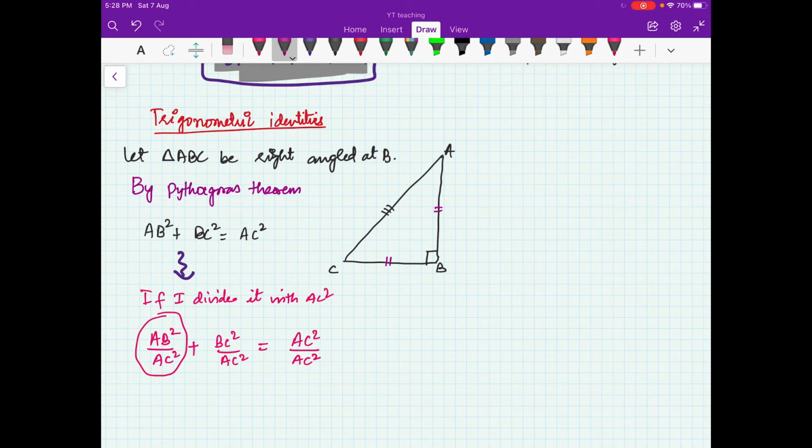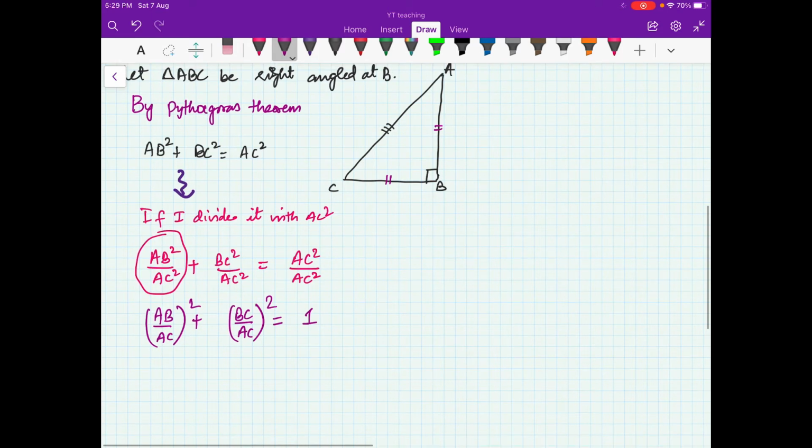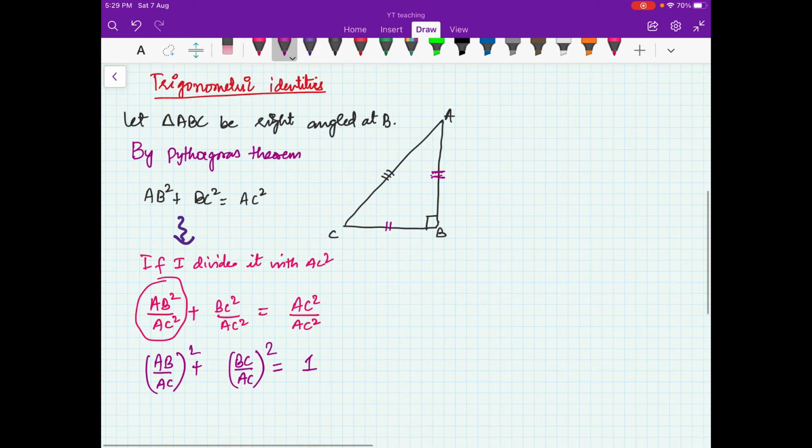What is this AB upon AC? So this is (AB upon AC) square plus this is (BC upon AC) square, and this right hand side is 1 here. Okay, now you see in the triangle, AB upon AC, if you look at angle C, this is your opposite and this is your hypotenuse. So AB upon AC is nothing but opposite upon hypotenuse for C. So this is sine C square plus BC upon AC is adjacent upon hypotenuse. So this is cos C square is equal to 1.